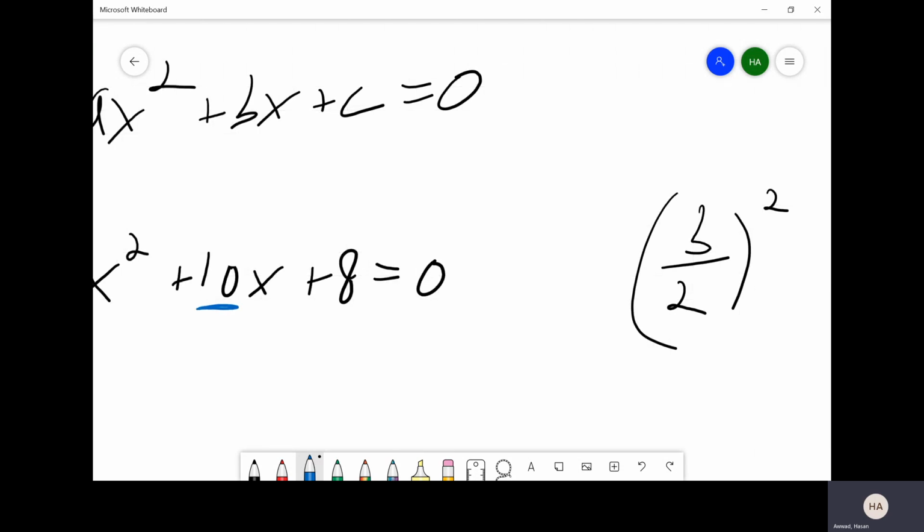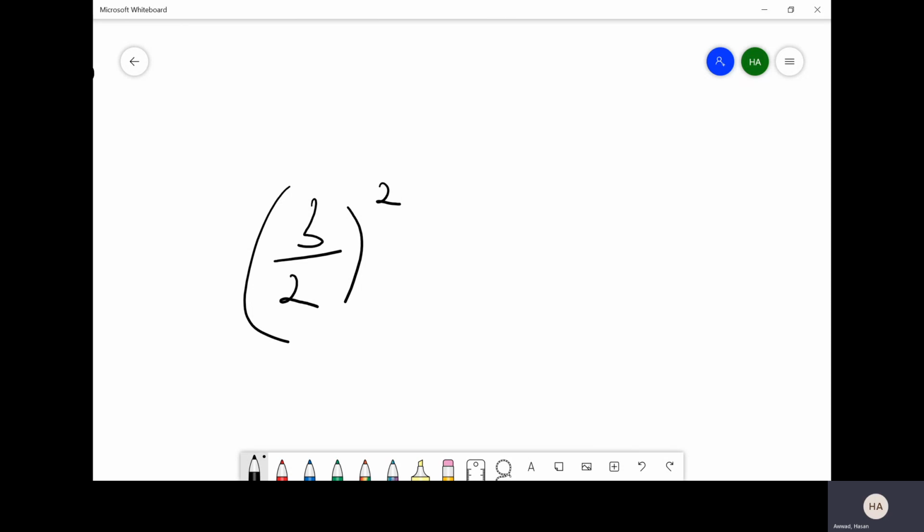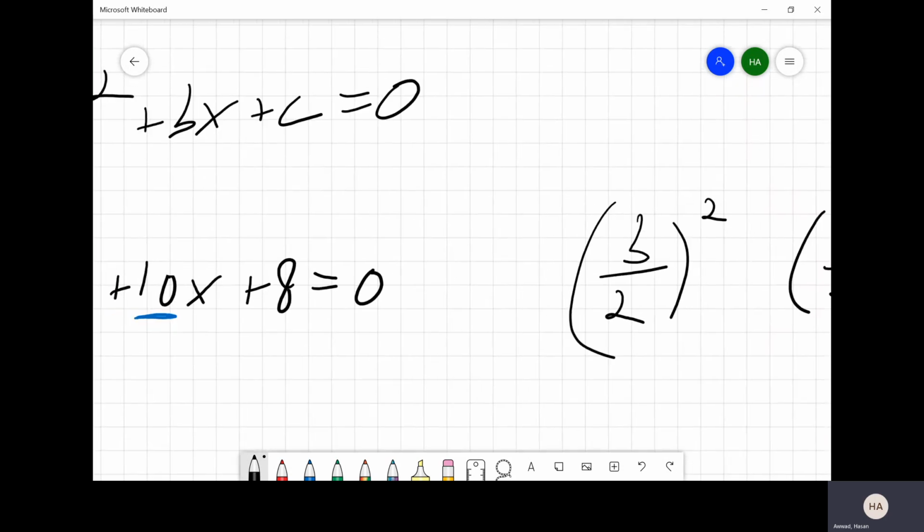So why are we doing this? Well, I'll show you guys in just a second, but first let's just focus on computing this, right? So b over 2 squared. Well, we just said b is 10. So this is 10 divided by 2 squared. It's the same thing as 5 squared, which is 5 times 5 is 25, right? So we get positive 25.